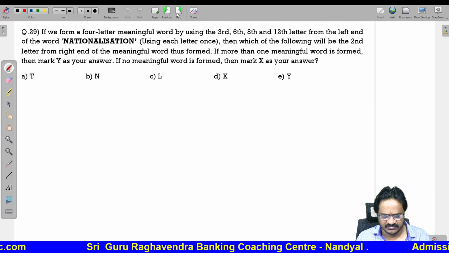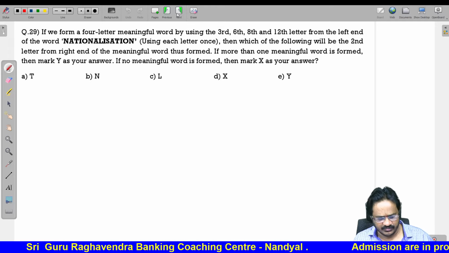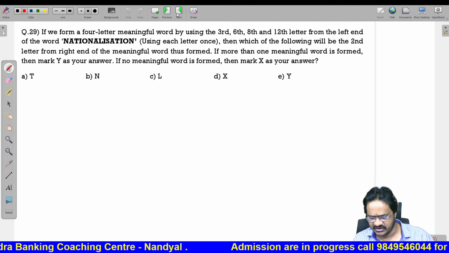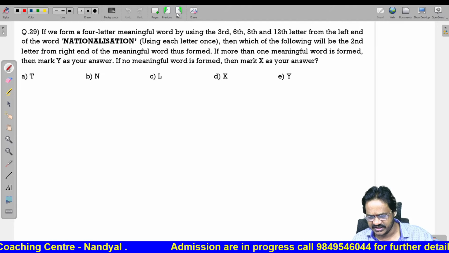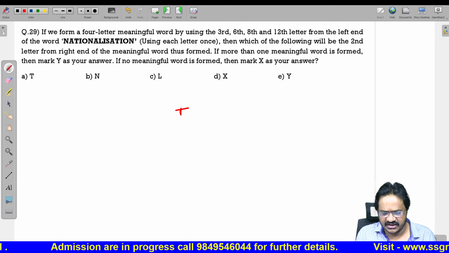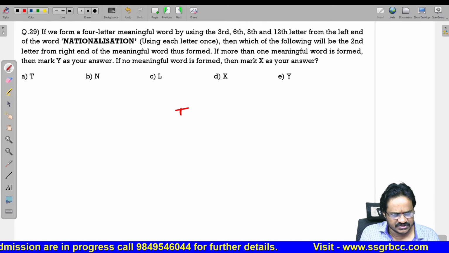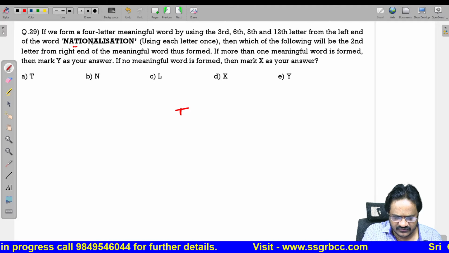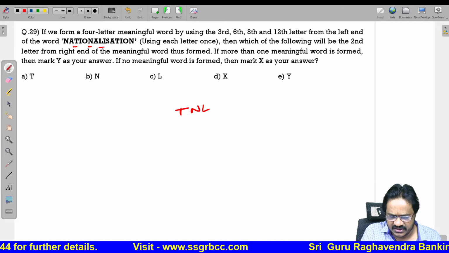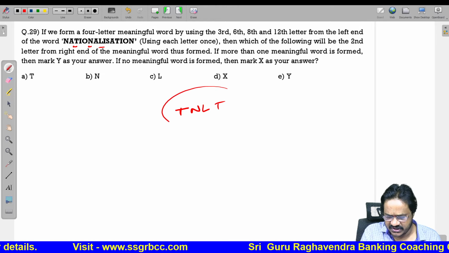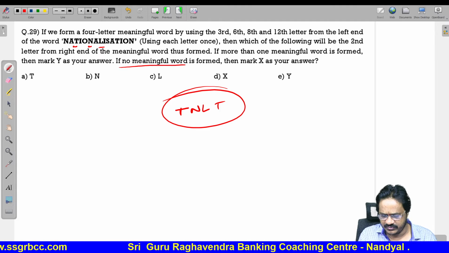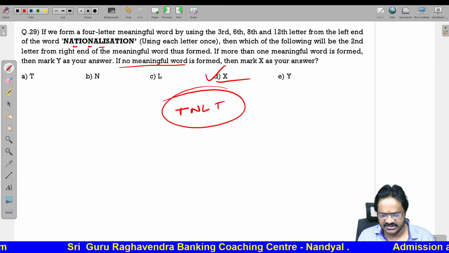Let us see the next one. If we form a meaningful word by using the third letter, sixth letter, eighth letter and 12th letter of the word nationalization. So you have to take the third letter. What is the third letter? T. Then fourth, fifth, sixth is N, then seventh, eighth is L, then ninth, 10th, 11th, 12th is T. So with T, N, L, T, are we getting any meaningful word? We are getting no meaningful word. Our answer is 4, that is X.